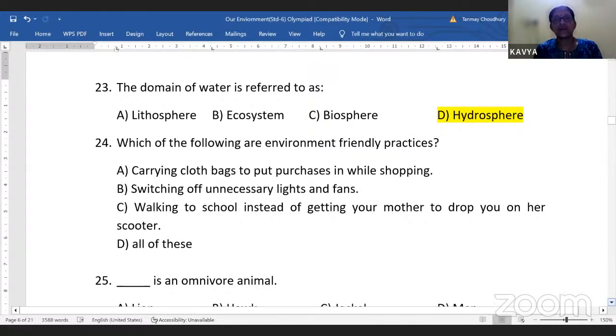All these vehicles must have pollution certificates. If your dad's car or your mom's car doesn't have a pollution certificate, then it will not be allowed on the road.